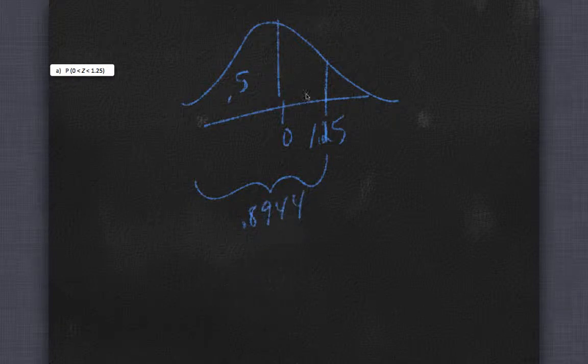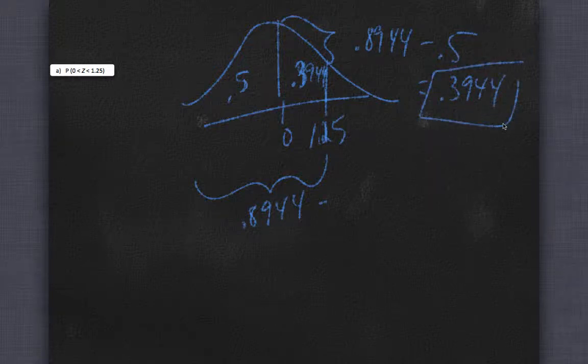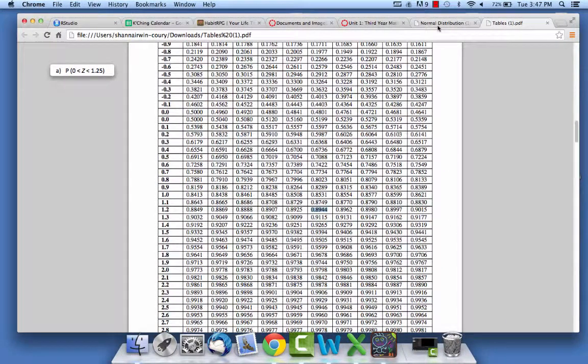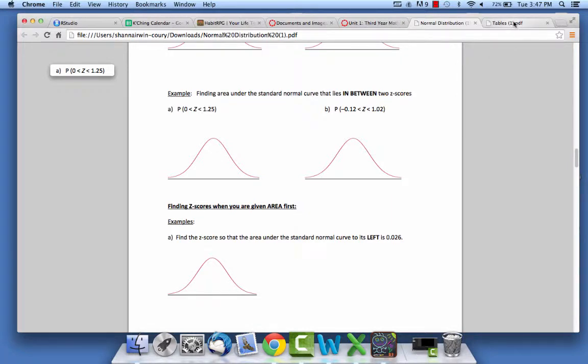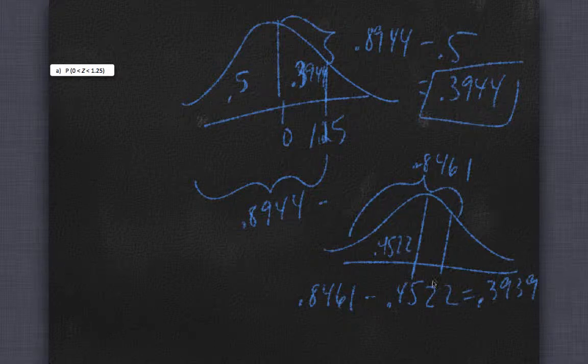But I just want this part here. So because there's 0.5 over there, for this, I need to take that 0.8944 and subtract off the bit that's already to the left. So that's the answer to the first one. Now you go back and do the second one. So you should have gotten this to find this bit in between, 0.3939.